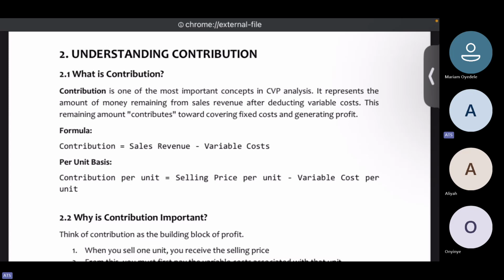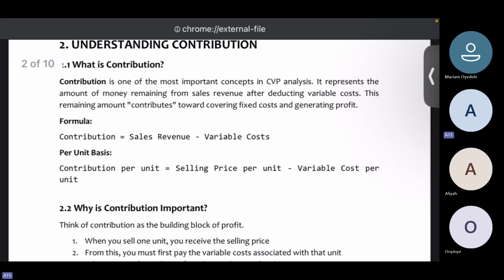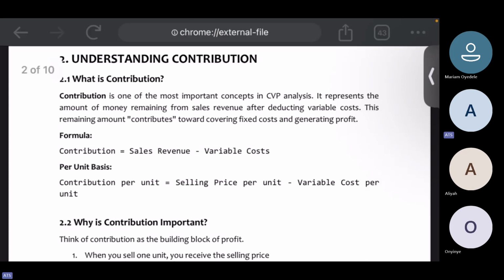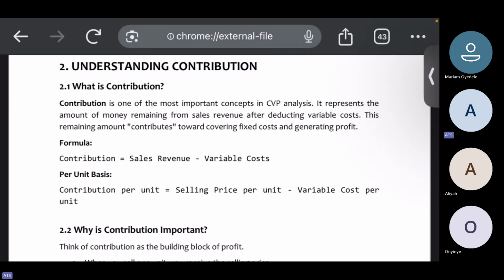So they derived a concept called contribution towards fixed costs. After deducting all your variable expenses, that means those costs that are direct to how you sell or how you produce goods, after you deduct them from your sales, anything that is left is what you can use to cover those fixed costs, what you can contribute towards those fixed costs. So anything that is left after that is what you have as your profits. Do you understand? So contribution is one of the most important concepts in CVP analysis.